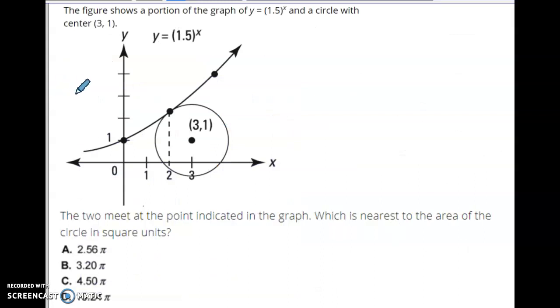Okay, last one. I found this one online, like a sample ACT one with a circle, so it's pretty tricky, but pause this video and see if you can make any sense of this. All right, and then I'll go through the answer with you.